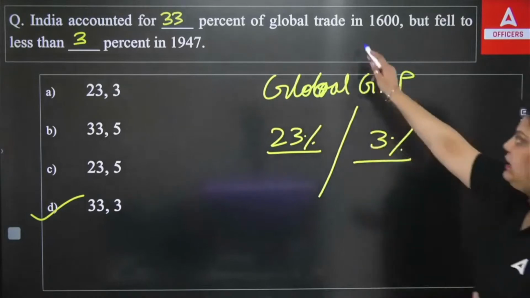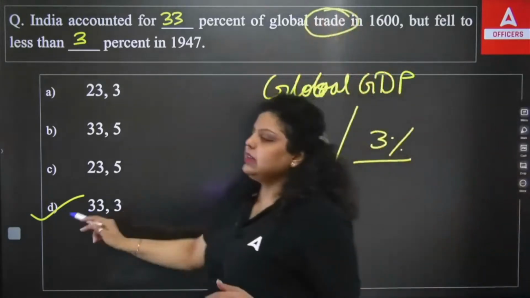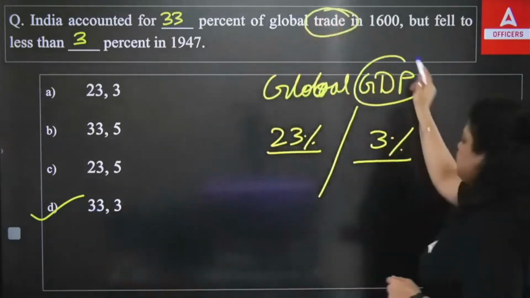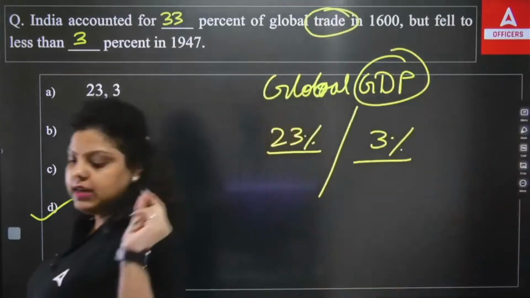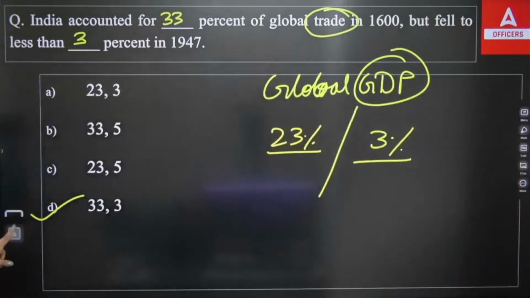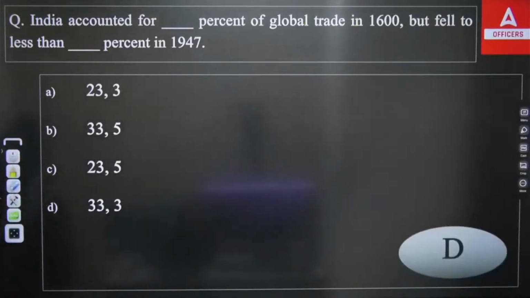In case of trade we have 33.3. In case of GDP we have 23.3 contribution from India in 1600 AD and at the time of independence. So the right answer will be your D option.